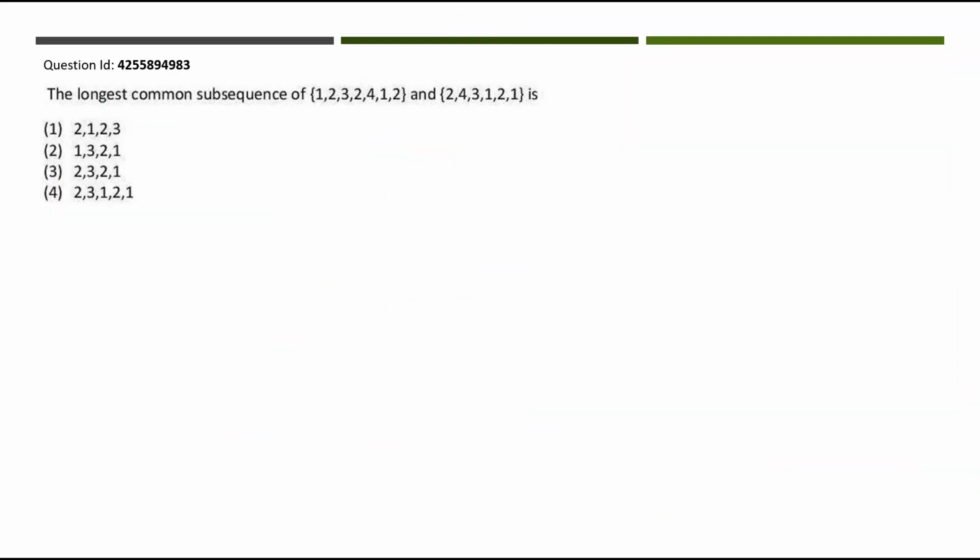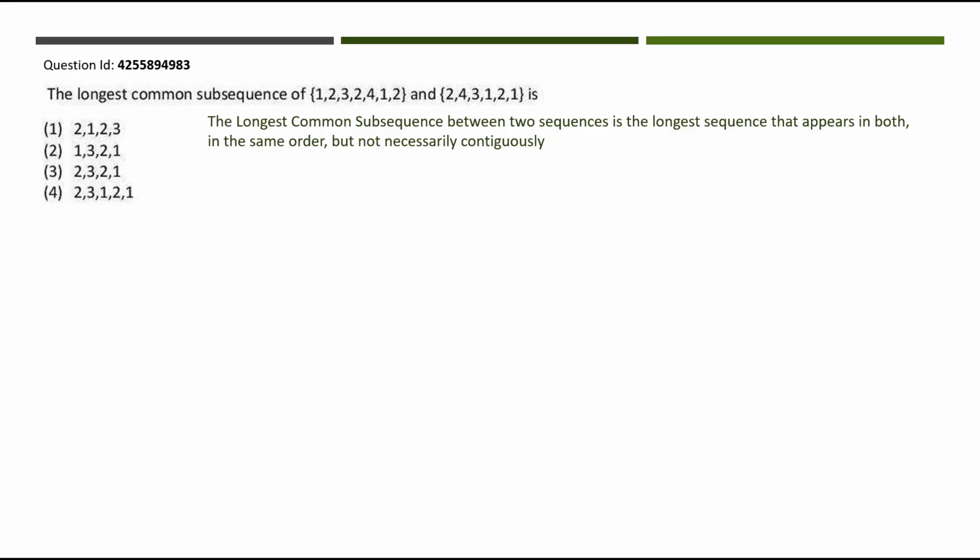Next question: the longest common subsequence of the given strings is. What is actually the subsequence problem? This is a part of algorithms only. The longest common subsequence between two sequences. This is one sequence and this is one sequence. It is the longest sequence that appears in both in the same order, but not necessarily contiguously, or continuously. It means the order of the numbers should be the same, but they need not be present continuously.